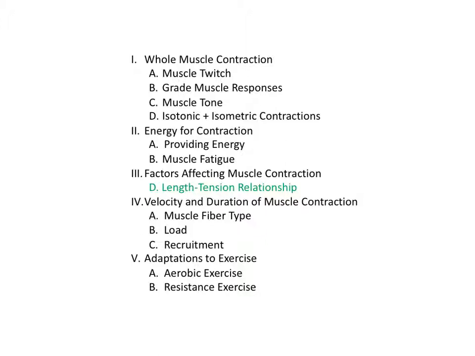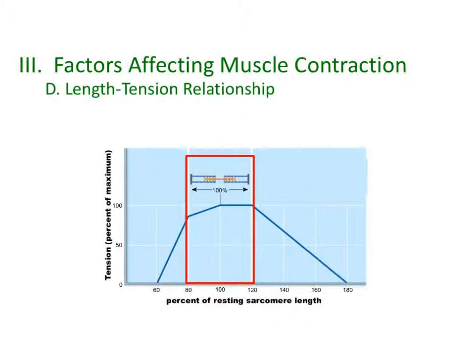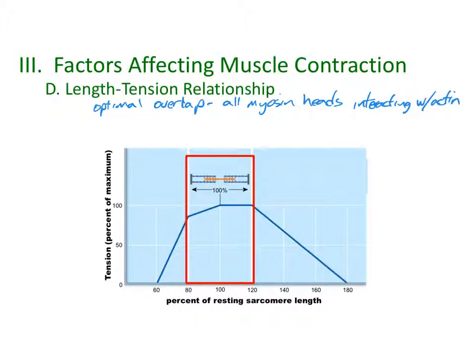So now we're ready to talk about the length-tension relationship. So muscle fibers that have optimal overlap, meaning that all of the myosin heads are interacting with actin, that gives you maximum force generation, and this happens when the sarcomeres are at about 80 to 120% normal resting length. And this will make more sense when we see what the other options at the extreme of this are.